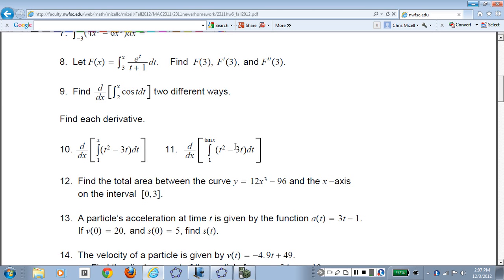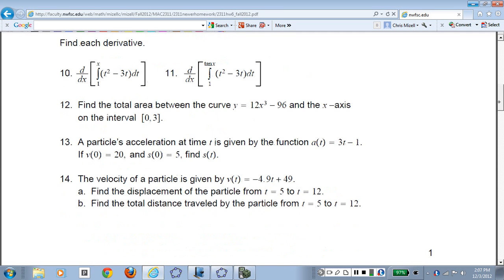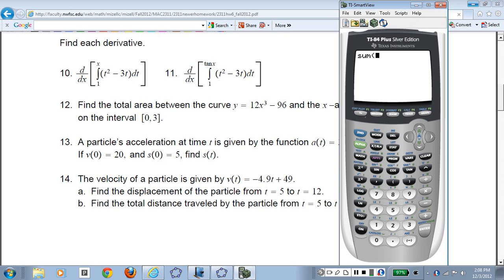In fact, is our time already up? It's 2:07. We have 3 more minutes, maybe, possibly. Find the total area between the curve and the x-axis. What if it's not positive on that entire interval? 12x cubed minus 96. I very much dislike that. Minus 96, zoom 6. Is it going to be positive between 0 and 3? No, it's got an x-intercept at 2.